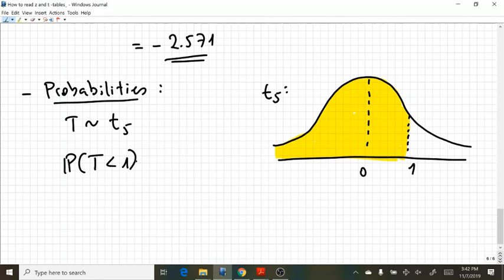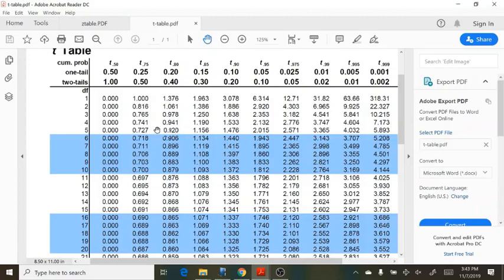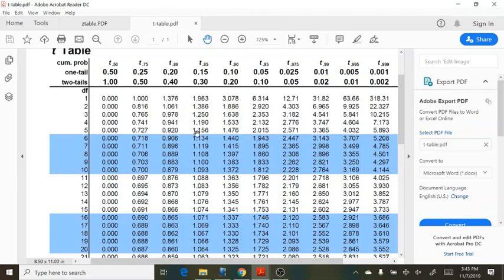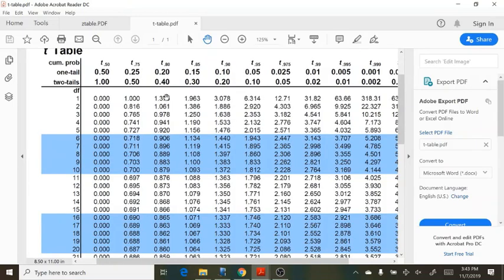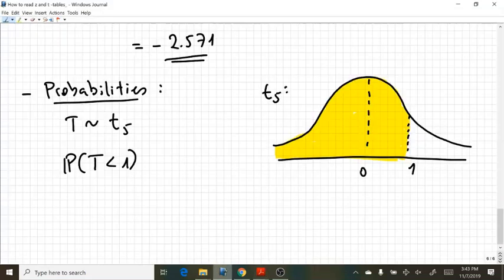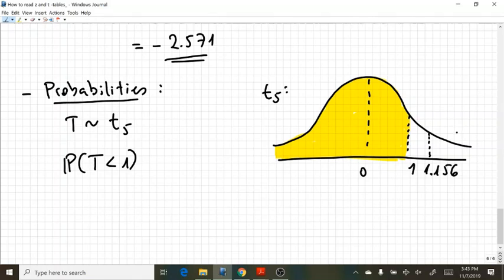What I can say is that if I go back to my t-table, for 5 degrees of freedom, I have numbers that are close to 1, right? I have 0.92 and I have 1.156. These are the two numbers that I have in my t-table. And the corresponding right areas are 0.20 and 0.15. What do these things mean? If I report now here, so what were the numbers? So for 15%, I had 1.156.